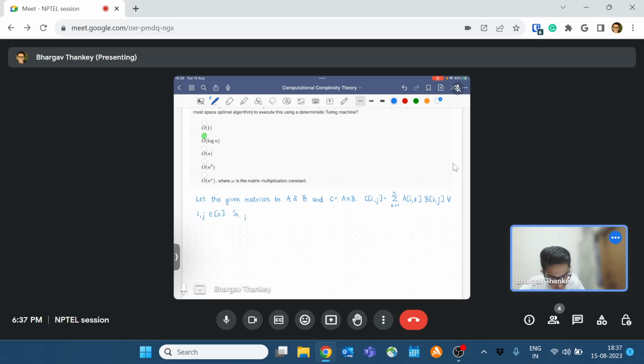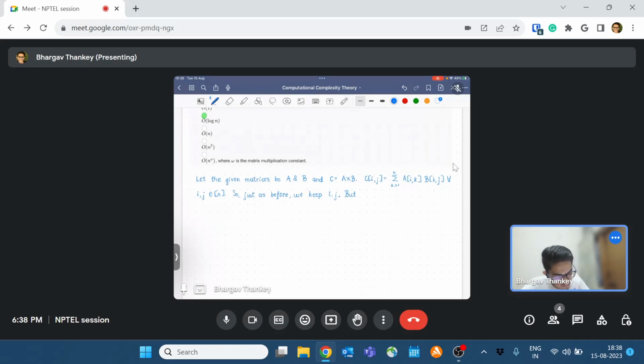Just as in the previous problem, we keep track of I and J, and a counter that counts to n. Okay, before the counter, I need something else. Just as in the previous problem, we keep track of I and J, but now we also need to keep K, and counters that count to n.